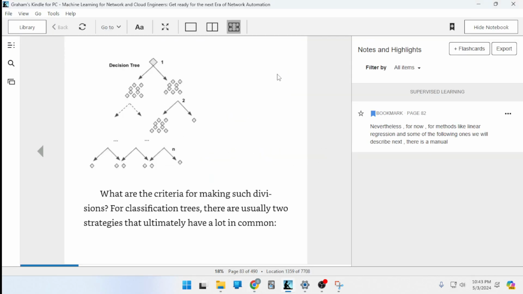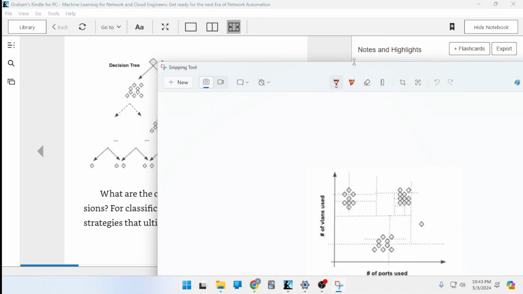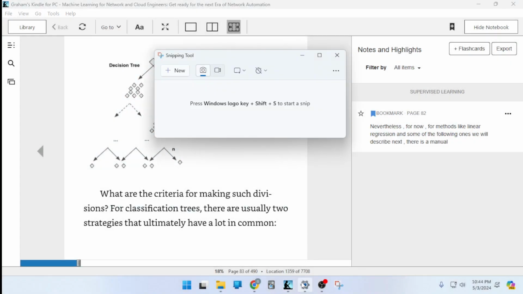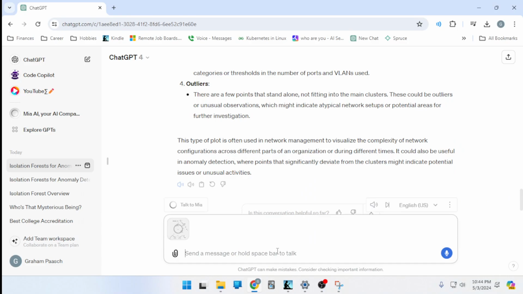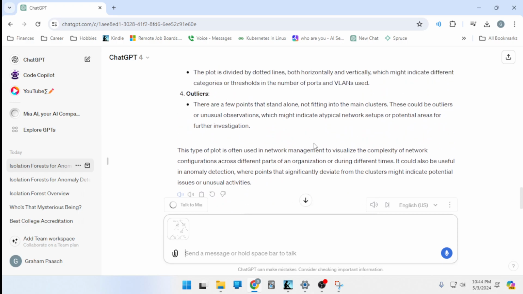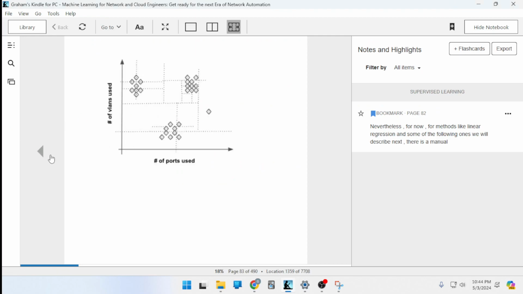Distribution and grouping. The data points are grouped in clusters, which could suggest patterns or types of behaviors in network usage. For example, one cluster might represent a standard setup in an organization, while another might indicate a more complex setup involving more VLANs and ports. The plot is divided by dotted lines both horizontally and vertically, which might indicate different categories or thresholds in the number of ports and VLANs used. Outliers. There are a few points that stand alone, not fitting into the main clusters. These could be outliers or unusual observations, which might indicate a typical network setup or potential areas for further investigation. This type of plot is often used in network management to visualize the complexity of network configurations across different parts of an organization or during different times. It could also be useful in anomaly detection, where points that significantly deviate from the clusters might indicate potential issues or unusual activities.